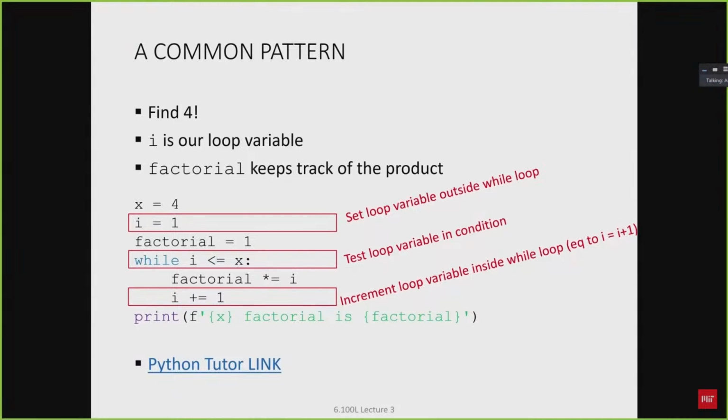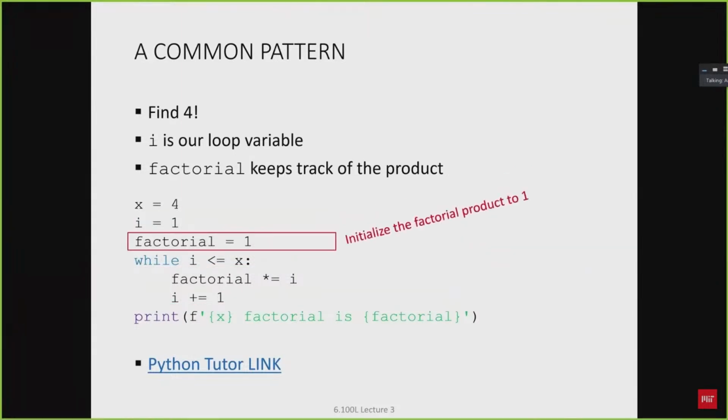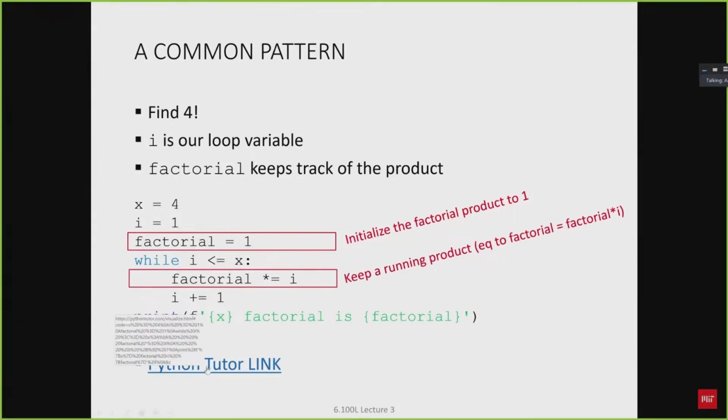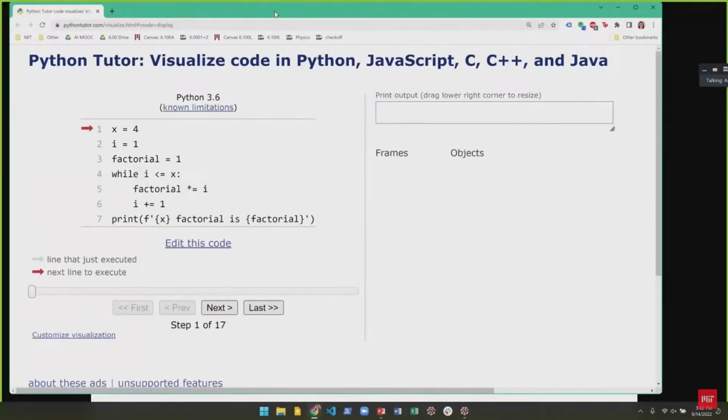The rest of the code, x is equal to 4, just sets the thing I want to get the factorial of. And this factorial variable is my running product. It's the thing that I'm going to keep multiplying to figure out what the factorial is. So here I'm initializing it to 1, and inside the loop, I'm multiplying it by my loop variable every time. So I'm not going to do a memory diagram for this example, but I will do the Python tutor.